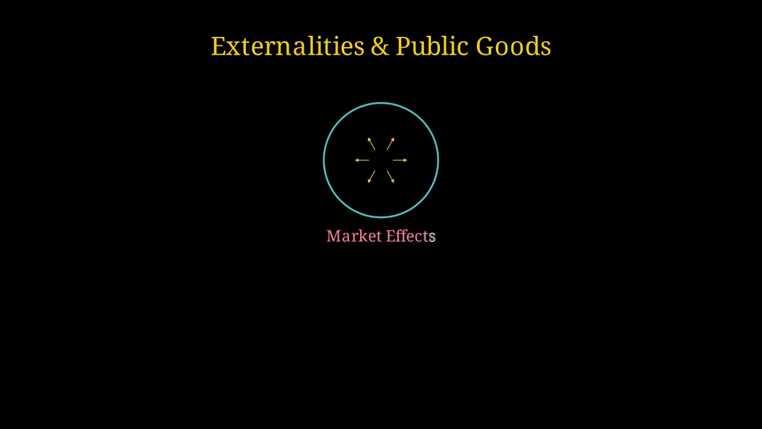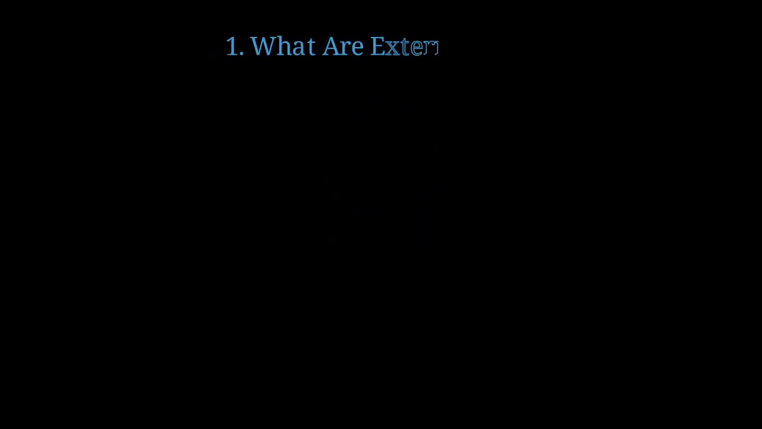Let's explore externalities and public goods, understanding how markets sometimes fail and why government intervention matters. Markets create ripple effects that extend beyond direct buyers and sellers, affecting society in complex ways. Let's start by understanding what externalities are and why they matter.